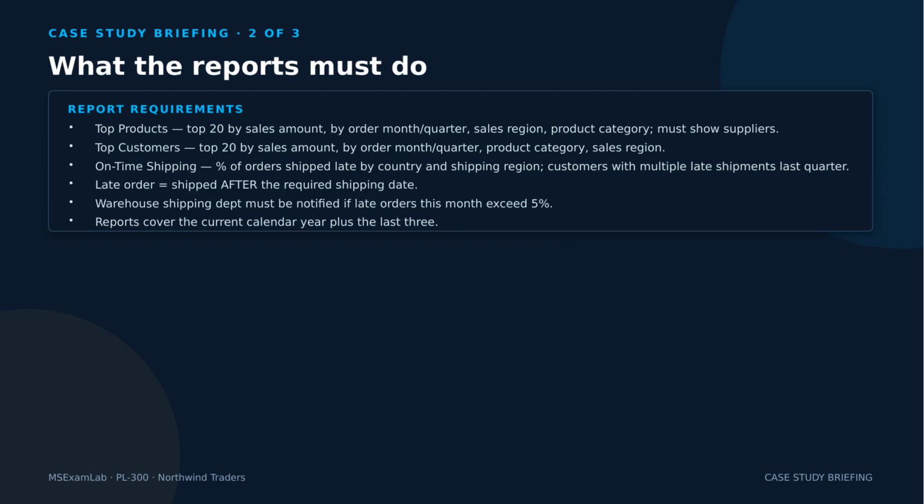3 reports are required. Top products, top 20 by sales amount, by order month, quarter, sales region, product category, and must show suppliers. Top customers, top 20 by sales amount, by order month, quarter, product category, sales region. On-time shipping, percent of orders shipped late by country and shipping region. Customers with multiple late shipments last quarter. Late order equals shipped after the required shipping date. Note that late order definition. It decides an entire DAX question later.